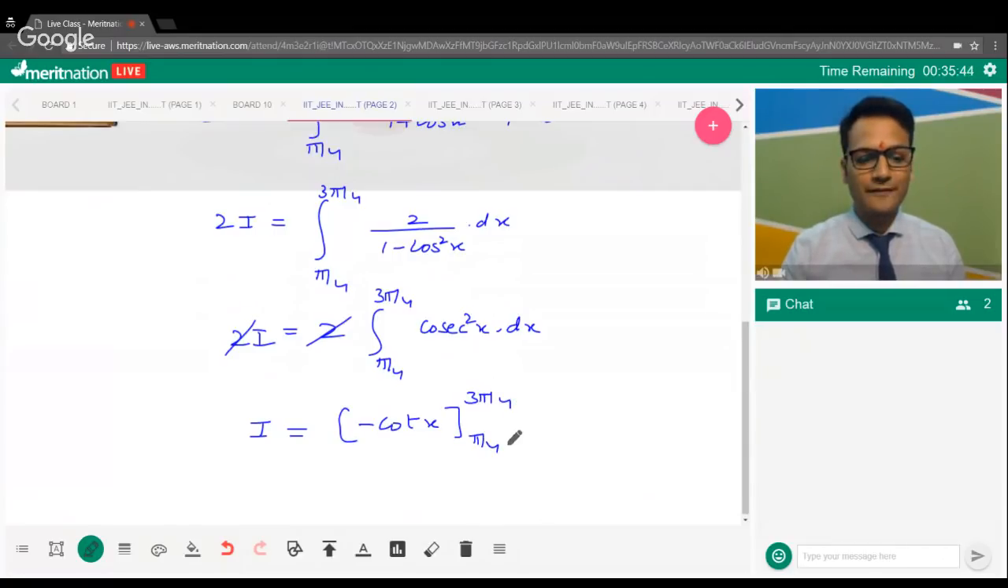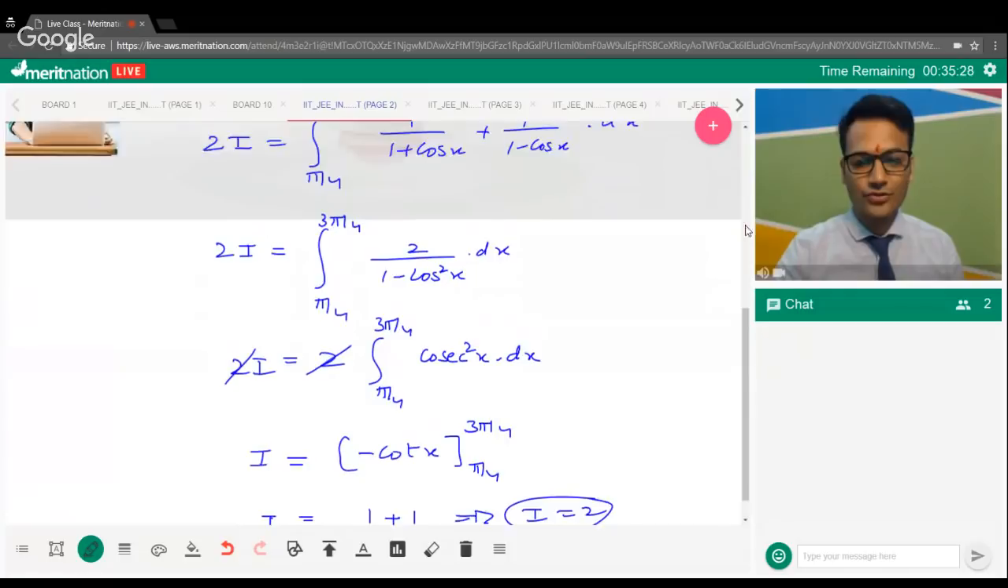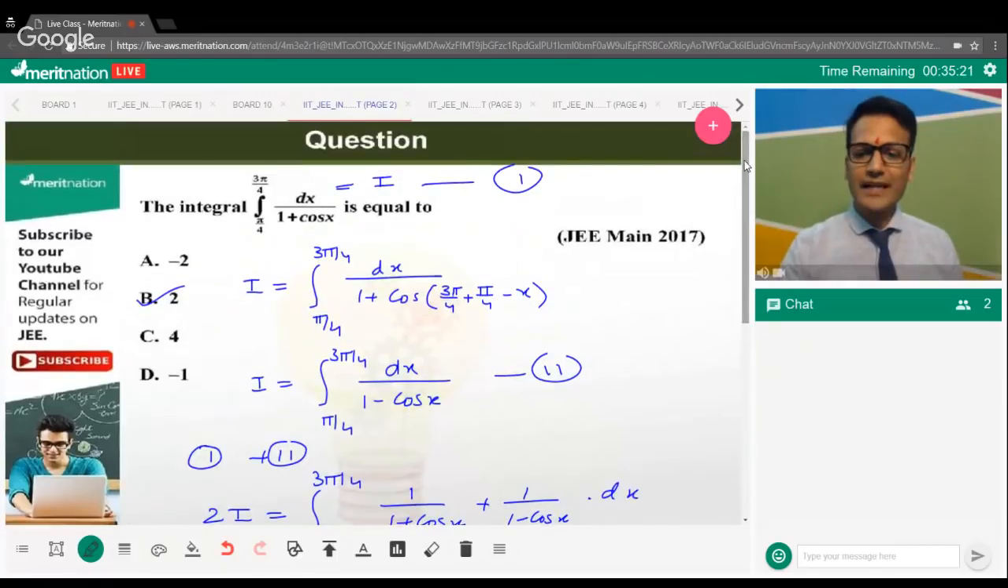Right, cot pi by 4, and cot 3 pi by 4 is like pi minus pi by 4 lying in the second quadrant. Cot will be negative. Negative of negative is positive. So it will be positive 1 plus 1. I hope all of us are clear with it. That turns out to be 2. So I, the integration value, is 2. The answer to the question is 2. Hopefully everyone is clear with it. The correct answer to the question is B. Right. So the basic property which we have applied was what?